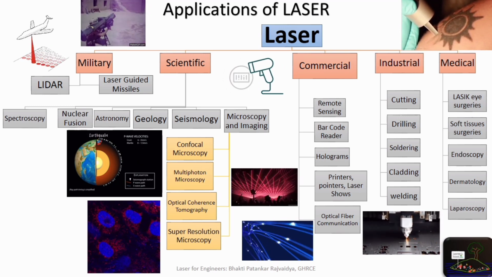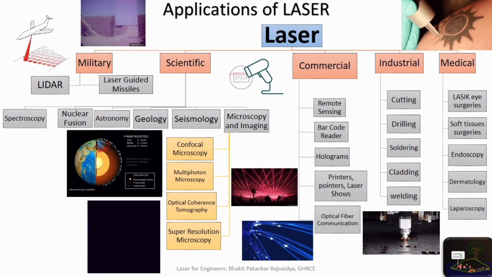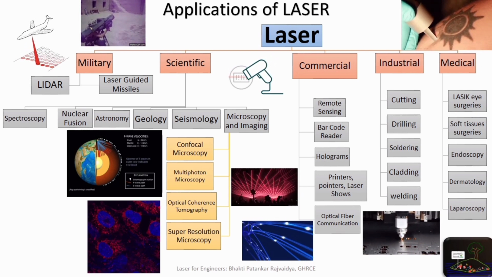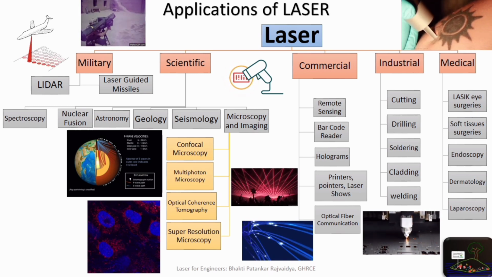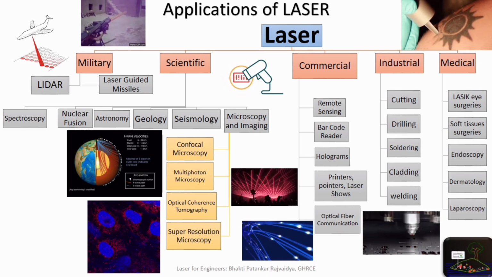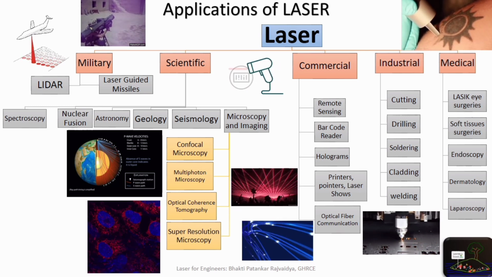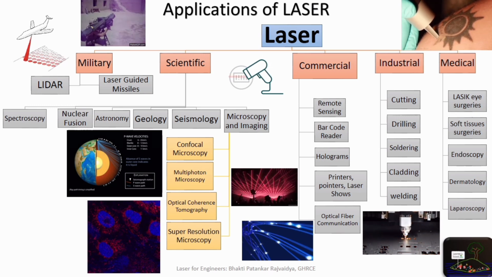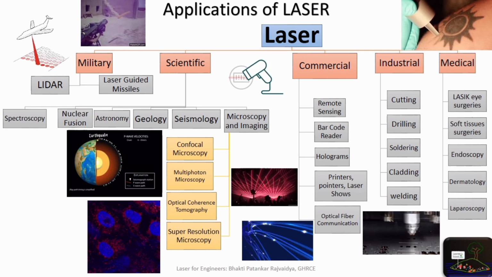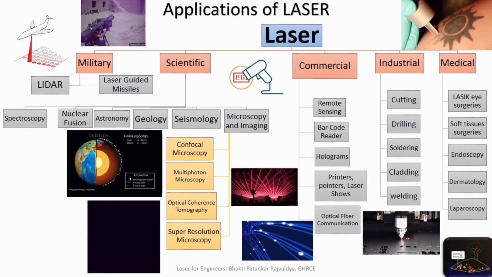Uses of laser in the research or scientific area. Lasers are used in spectroscopy to image crystal structure better than light. In nuclear fusion to supply the necessary temperature. In astronomy to estimate the distances between celestial objects. In geology and seismology to study the Earth's crust and seismic waves. In microscopy to get a better contrast of the image.